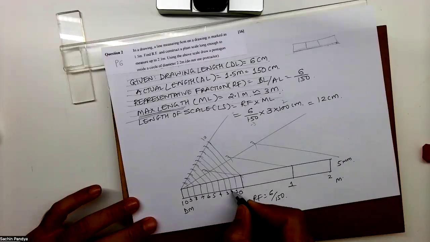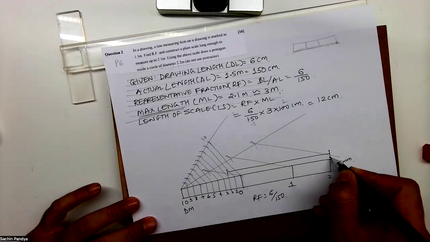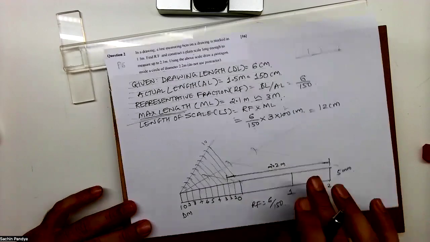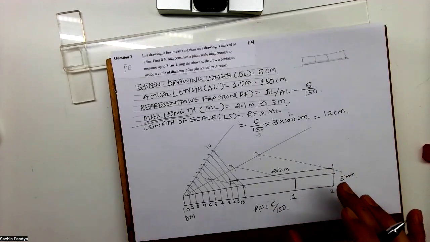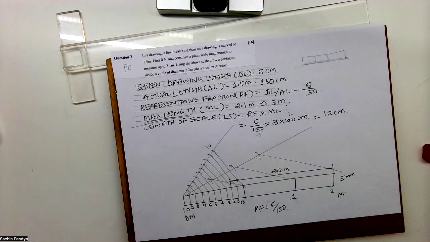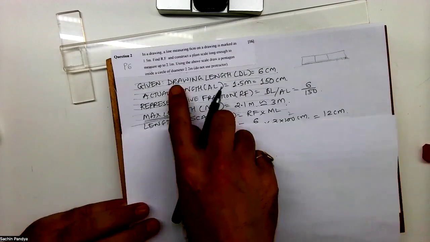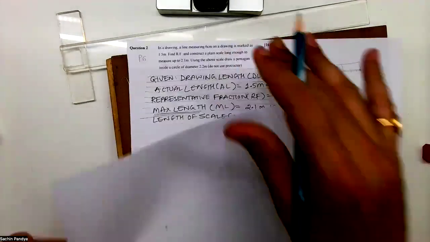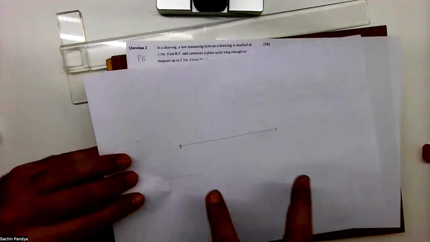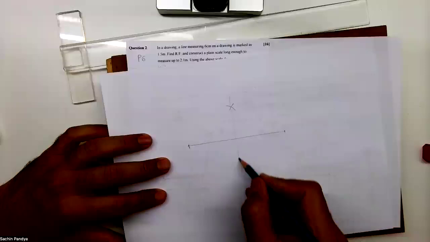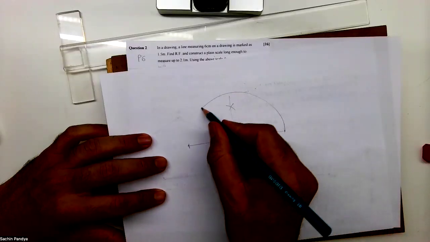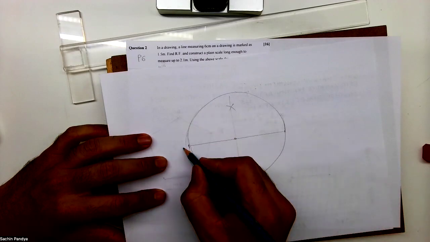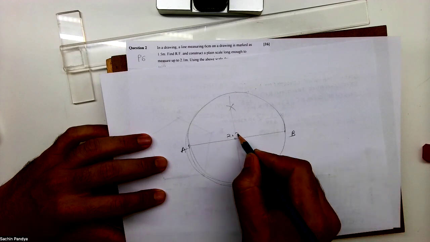So 2 I know, and this 2. So this distance is 2.2 meters, right? So what I will do, I will take 2.2 meters, and that is the diameter of a circle. So first I will mark one line. I will take 2.2 and I will cut on it. Then I will bisect, and then from that point I will draw a circle. So I'll get a circle. This A to B is 2.2 meter.